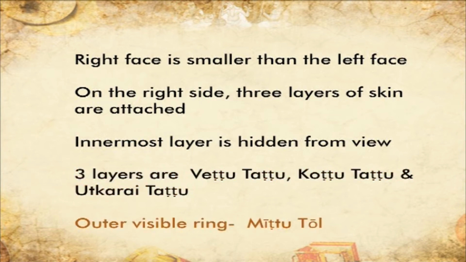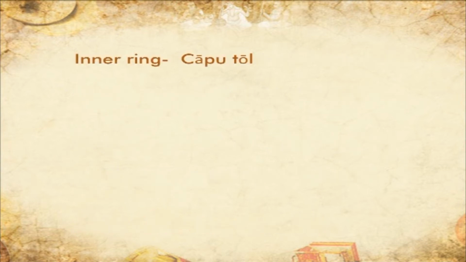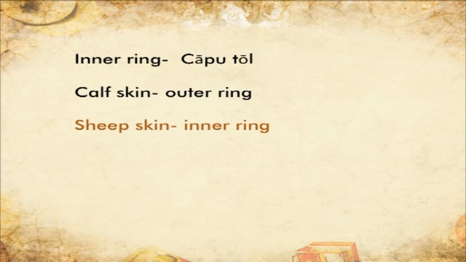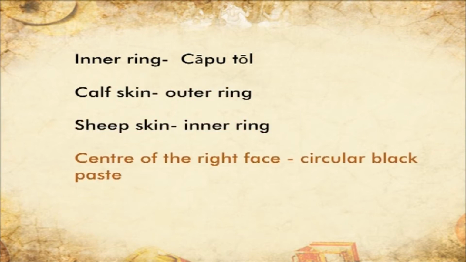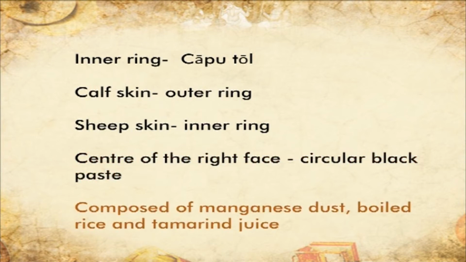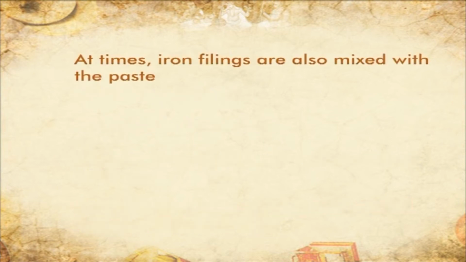The outer visible ring is called meetuthol, while the inner ring is known as chaputhol. Calf skin is used for the outer ring and sheep skin for the inner ring. In the center of the right face is a circular black paste which is composed of manganese dust, boiled rice and tamarind juice. Sometimes iron filings are also mixed with the paste.